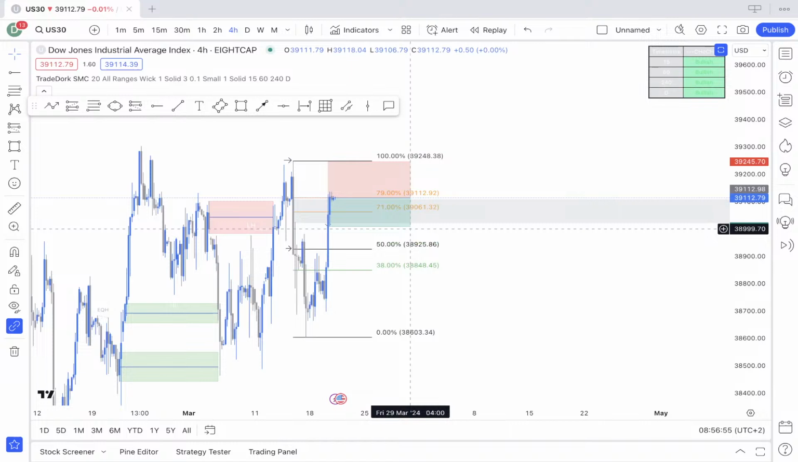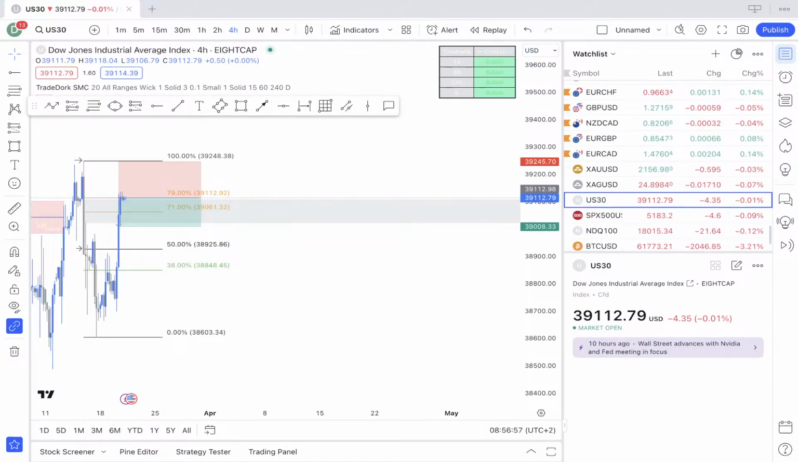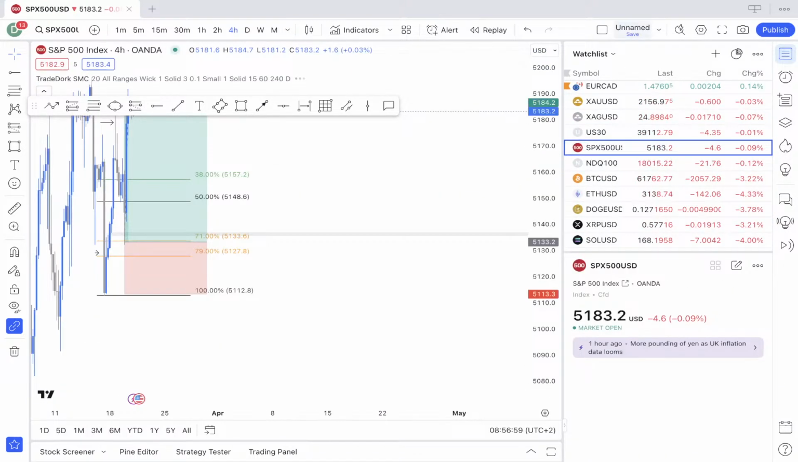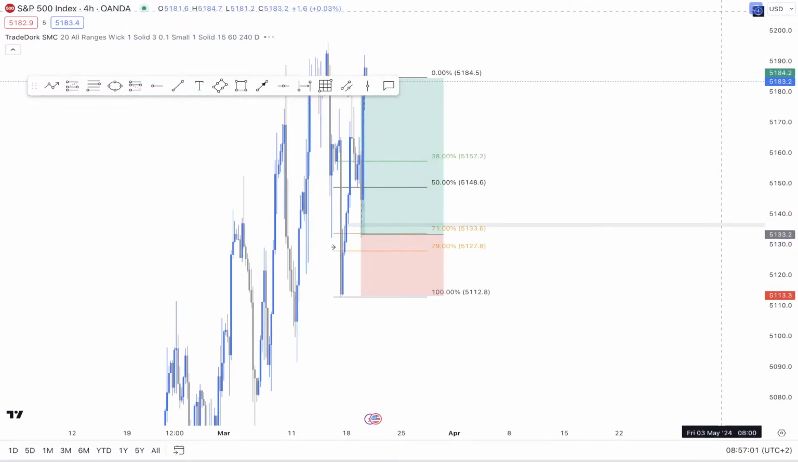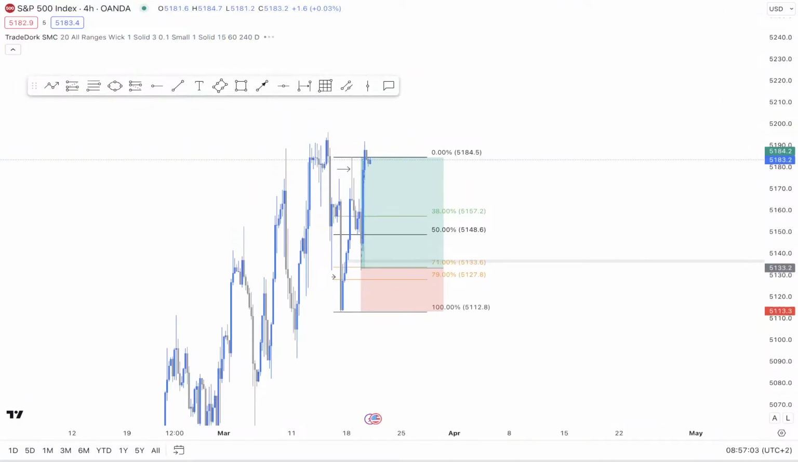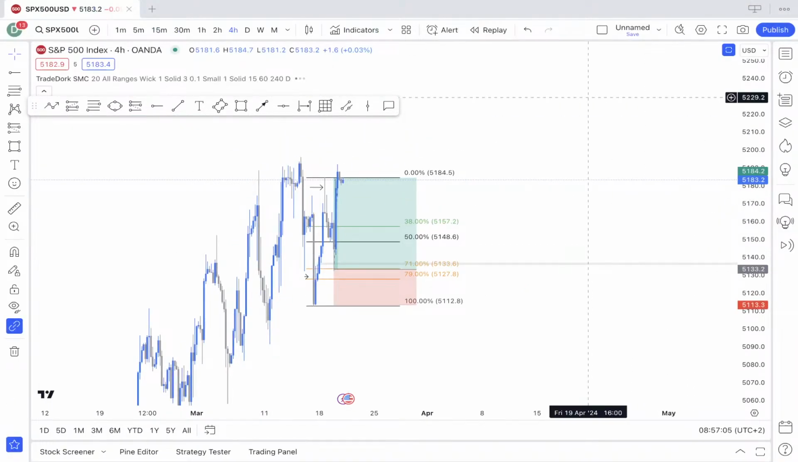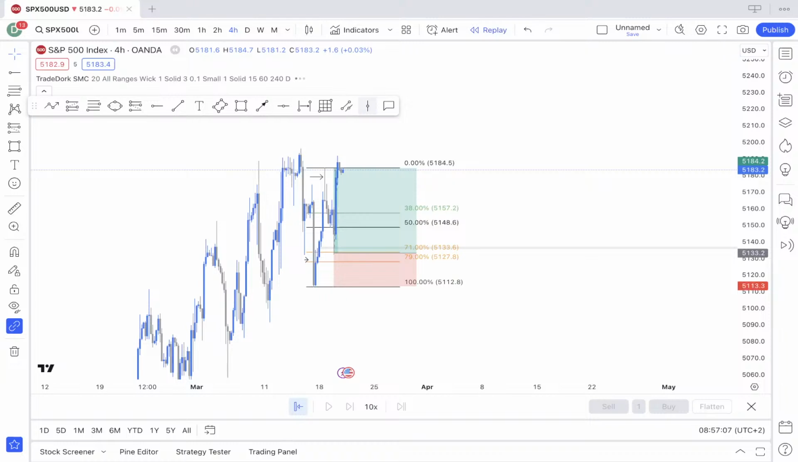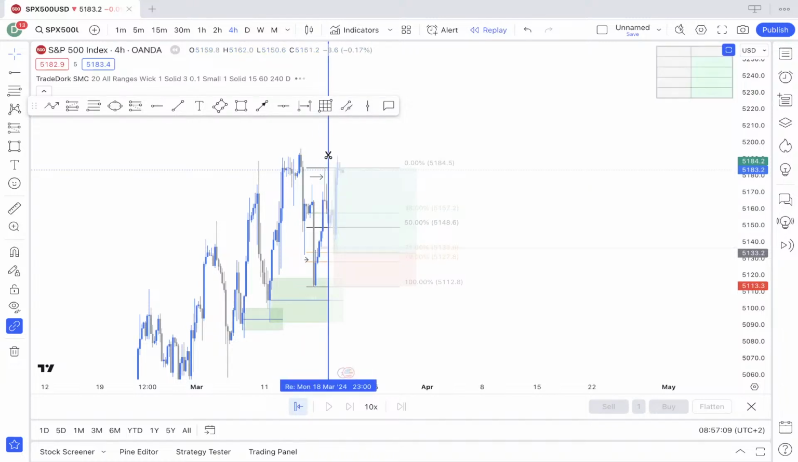Yeah, right now we just need to wait and see how this one will play out. Next up we have SPX, where I will do a trade breakdown, because this was a very beautiful setup that played out perfectly. So why not do a trade breakdown on it?